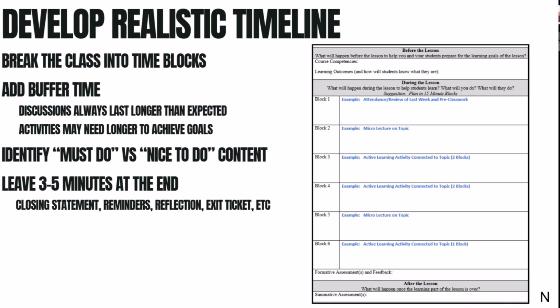Leave 3 to 5 minutes at the end for your closing statements. Hey, this is what we learned today. Are there questions about that? Were there some muddy points that we need to recover before you leave? Could I make a video to cover that while you're gone, or a podcast? Some reminders of things that they need to get done before they return next time. And then that reflection exit ticket again there.